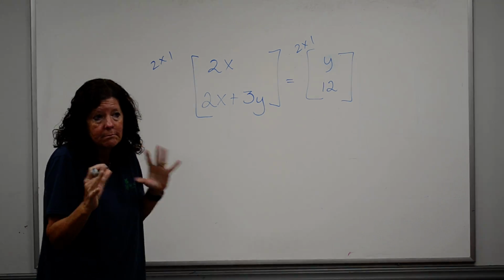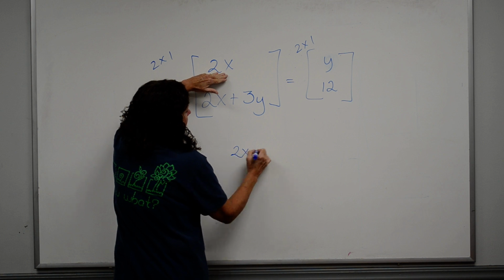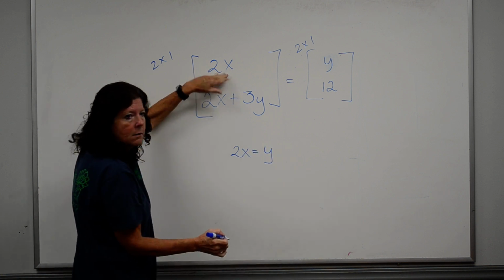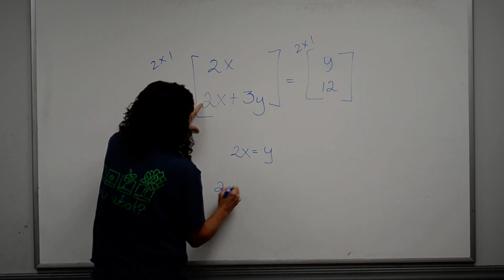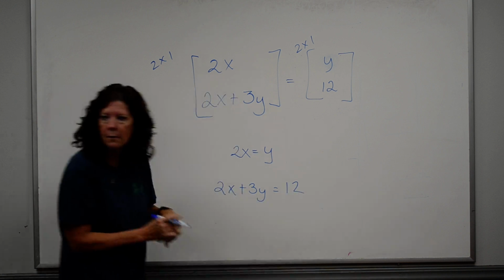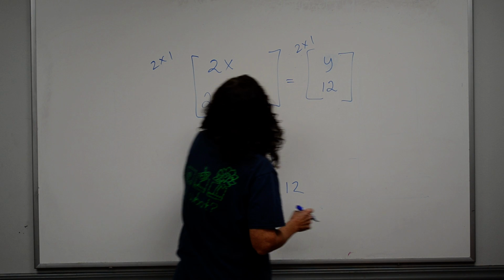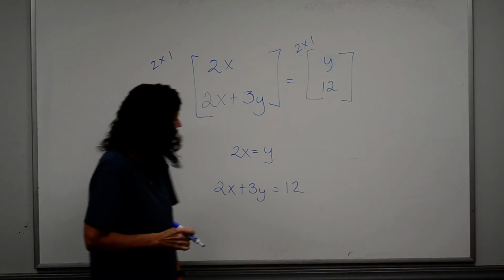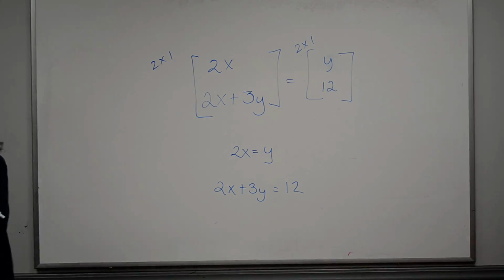They're the same dimensions. So I can look at this and I can go, well, 2x has to equal y, okay? This has to equal this. And this, 2x plus 3y equals 12. You with me? Okay? This matches with this. This matches with this. So then I turn around and go, okay, how do I solve for the x and y? How would you do it?